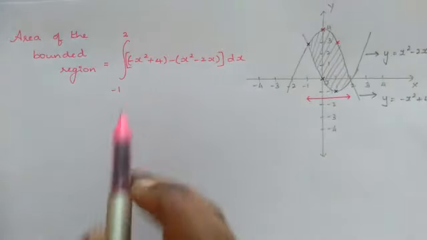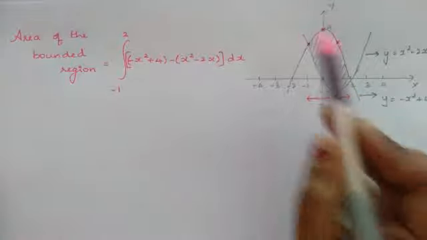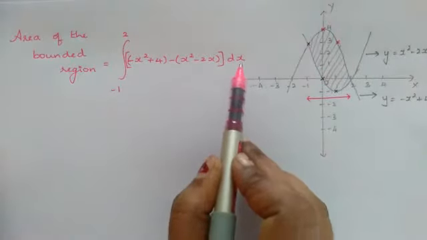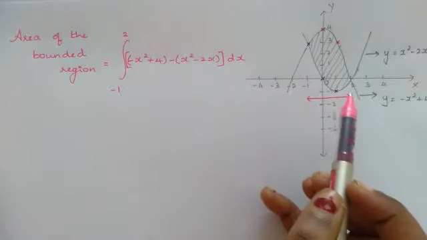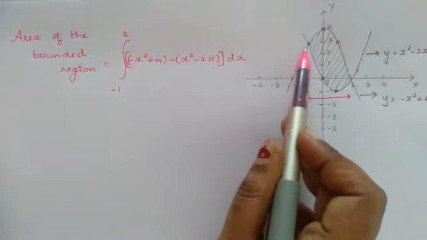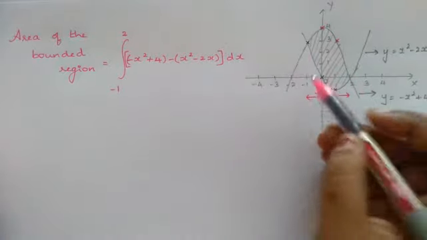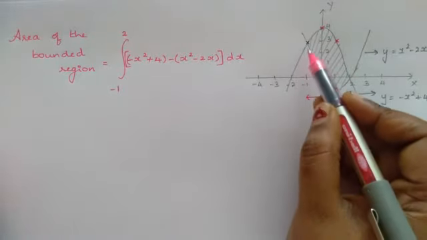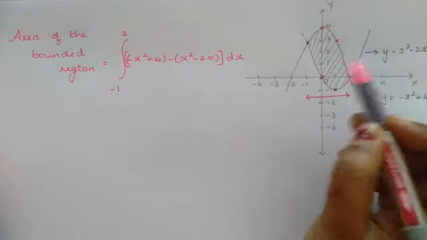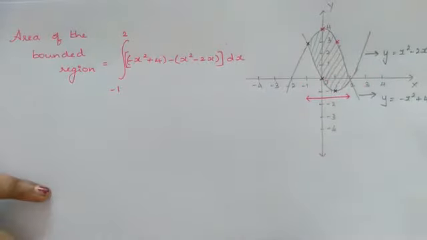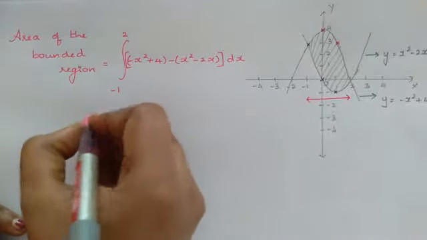Right? So the curve on the top minus the curve at the bottom, we are integrating with respect to x because we have considered the x limits. Okay, so from this point minus 1 to this point, can you see children, in the x-axis from here till here? That's why minus 1 to 2. That is how we are choosing the limits actually. Okay, now let's integrate it.